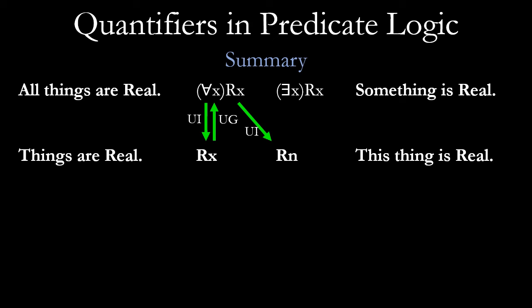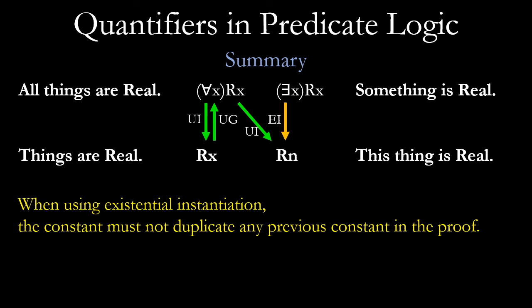Right? Now, when we go over to the right side, we can go from an existential quantifier to a statement with a constant, saying this thing is real. But we need to remember that when we're using existential instantiation, the constant must not duplicate any previous constant in the proof. You'll remember how we just explained that. Okay, and then finally, the other logical step we can make is to say that if Rn, then there exists something that is R, right? We can use existential generalization there.